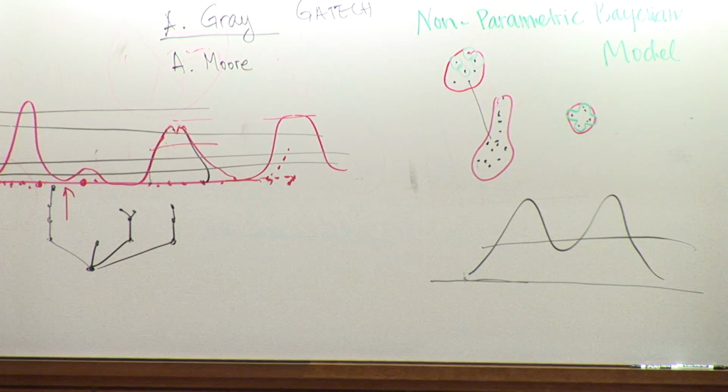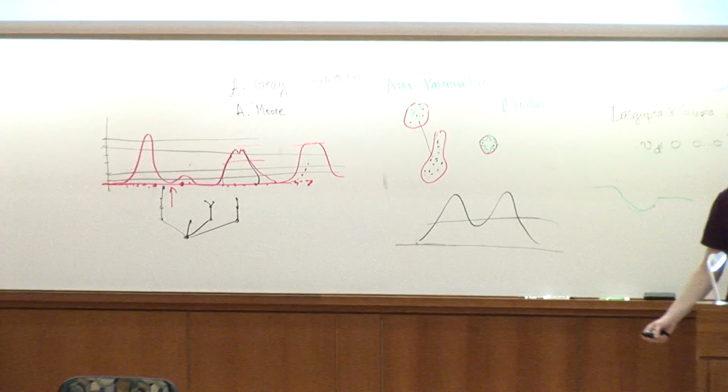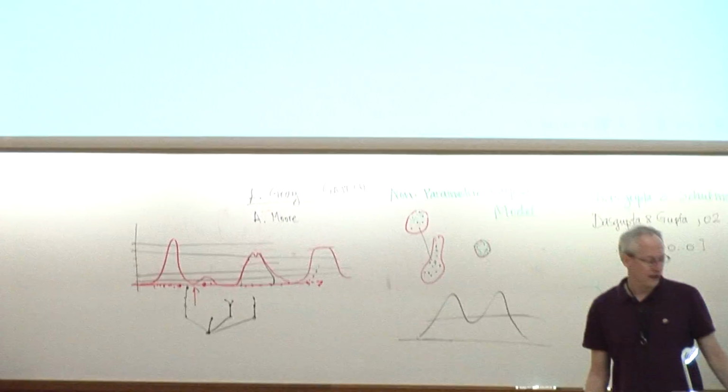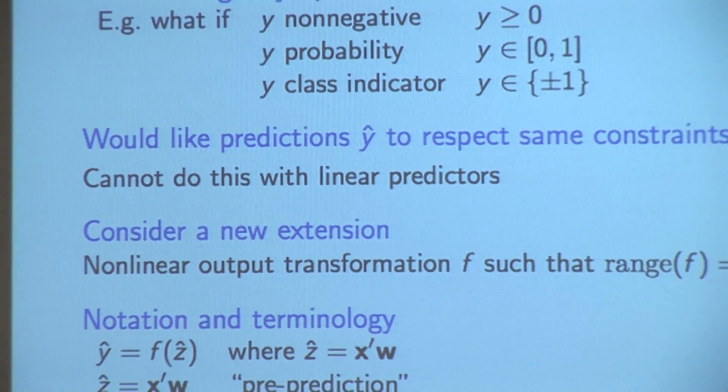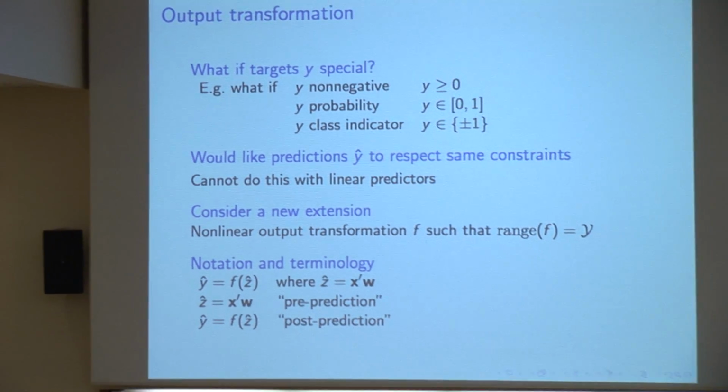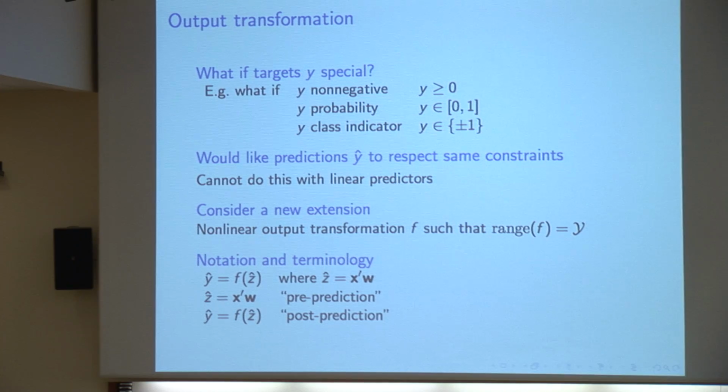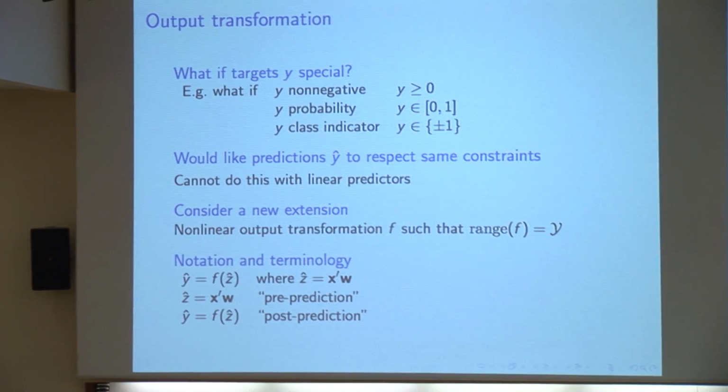Okay, so now looking at output representations. So topic 1, output transformation. We'll still be looking at scalars for just a while longer. So how do we motivate this? Well, say we're still doing scalar predictions, so we have some scalar variable y we're trying to predict given some input. But what if y is special?